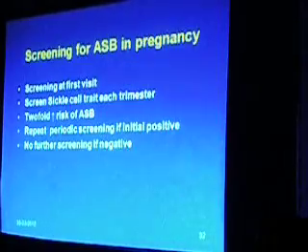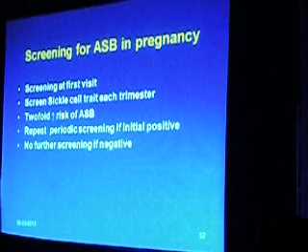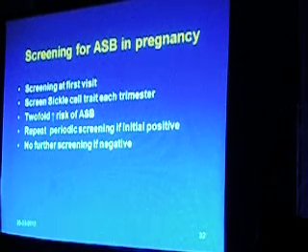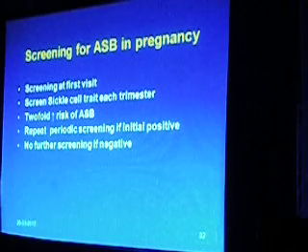Next slide. How to screen for asymptomatic bacteriuria? In all women, you have to screen at the first visit. In case of sickle cell trait, because they have a very high chance of asymptomatic bacteriuria, you need to screen during each trimester.